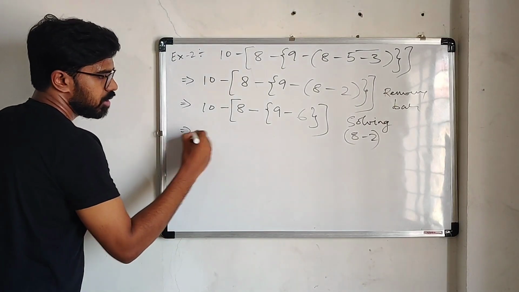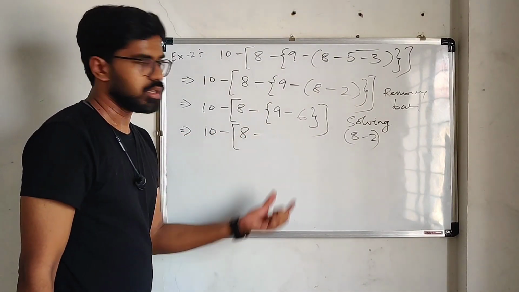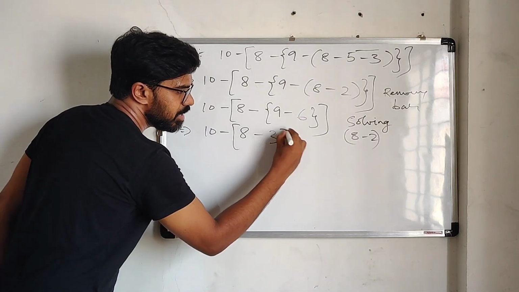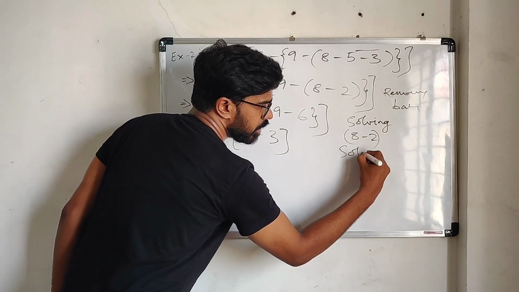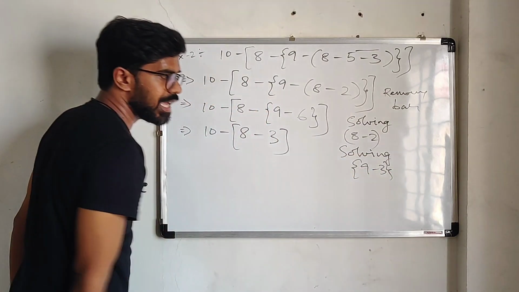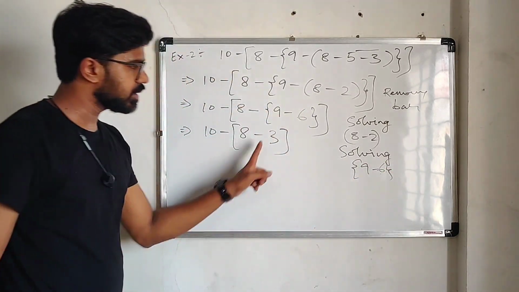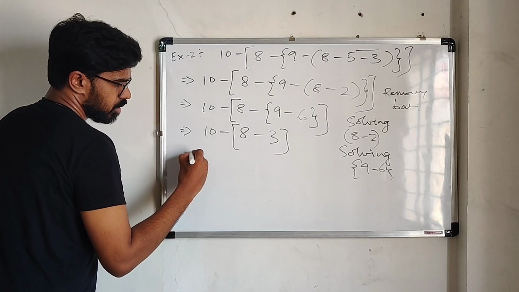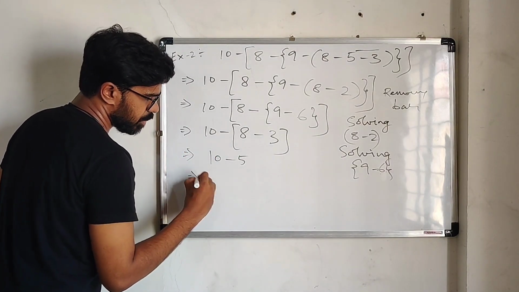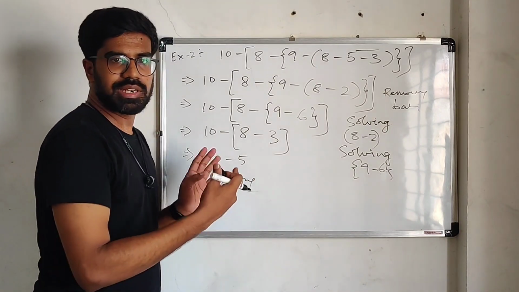Next one is what? 10 minus, what's the next bracket to be solved? Curly bracket. What is 9 minus 6? 3. So what will you be writing? 3 and the square bracket. Here again you can write solving curly bracket 9 minus 6, sorry. You know the answer, that is 3. Next one is what? The last step. To solve the square bracket. 8 minus 3 is 5 and simply 10 minus 5 is 5. That will be your answer. I hope you are clear with this one.